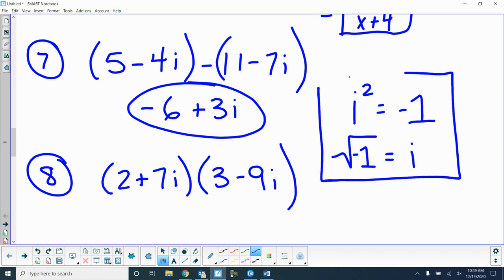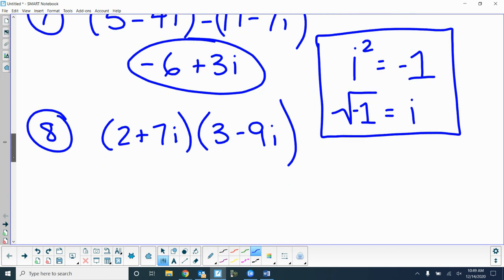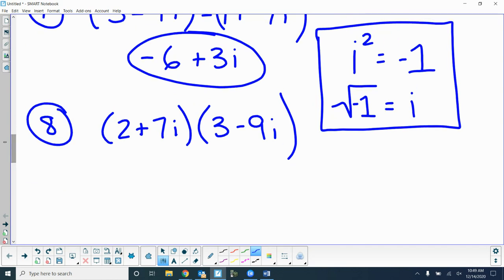When simplifying radicals, if there's a negative under there, that's when we started pulling that imaginary unit out, that i. That's something you might want to add to your note card. So doing FOIL first is 2 times 3. Outside is 2 times negative 9i. Inside is 7i times 3. And last is 7i times negative 9i, which is negative 63i squared.